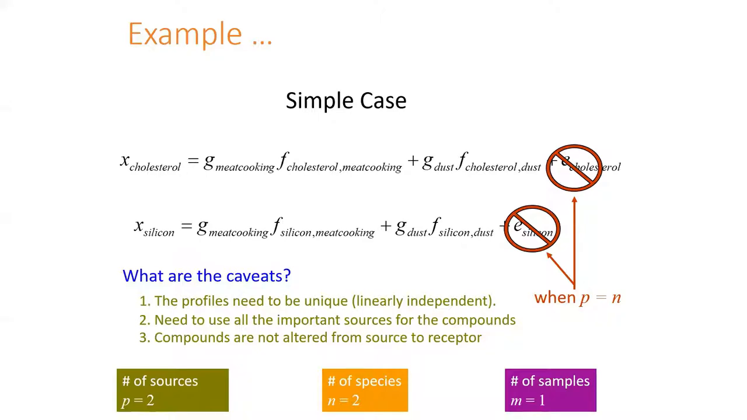You need to have all the important sources of the compounds. You can't do this if you're missing a source of cholesterol in your modeling approach. Again, there's been a lot of people working on source attribution, so there's a lot of background, and you don't have to stress too much about that. The third caveat is that you can't be altering your compounds from your source to where you're measuring them. This approach works really well in urban areas where you're collecting the PM, and it hasn't been aged that long from the source to the monitor. If you're doing it downwind of a city and the PM2.5 is aging, you might have some more challenges. So this approach is best used in short-term, urban areas.